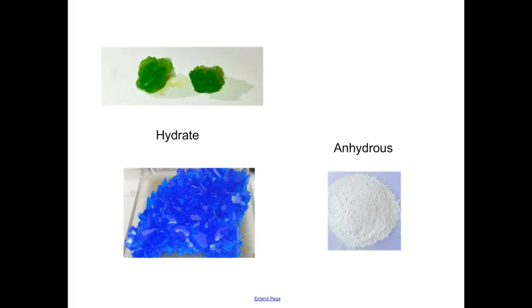You can see here a picture of some green crystal that you made in the lab, and it's a hydrate. There are waters of crystallization embedded within it. Also below it is copper(II) sulfate, which has some waters of crystallization. By heating it, we can drive off the water to create the anhydrous compound.